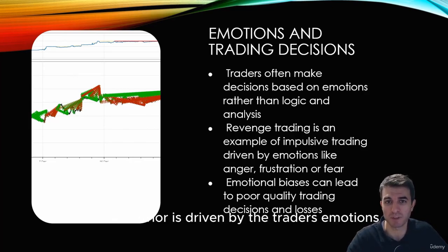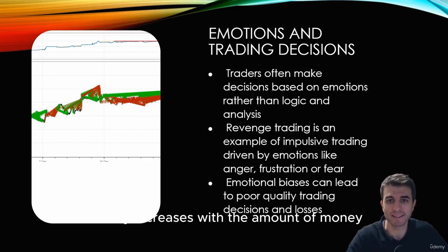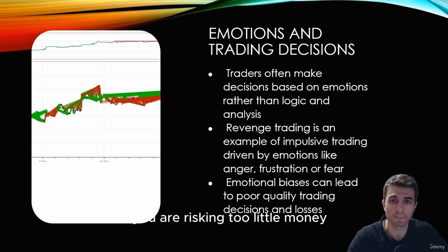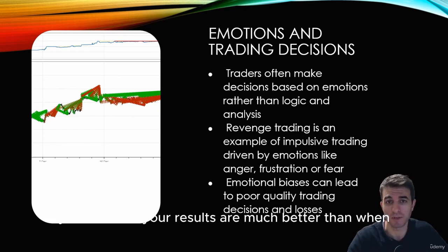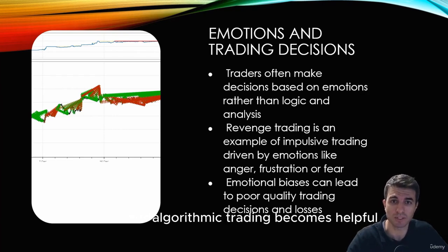So this behavior is driven by the trader's emotions such as anger, frustration, or fear, rather than rational thinking. As usual, your trading anxiety increases with the amount of money you are risking. If you are risking too little money, or you are opening a paper account, for example, not real money, you find that your results are much better than when you are risking a big amount of money. Even on the same account, if you are trading on small position size, you find yourself trading well, so you're profitable. But then when you start increasing your trading size, the lot size, emotions come into play and it might affect your results. This is where algorithmic trading becomes helpful.